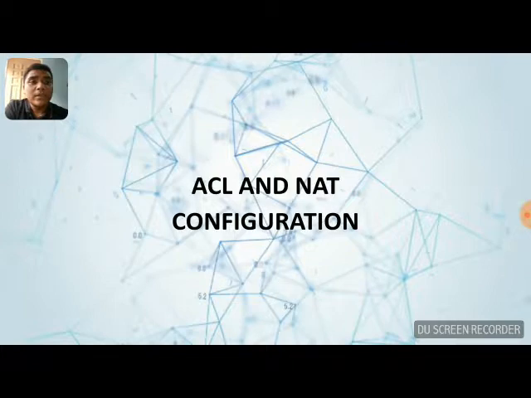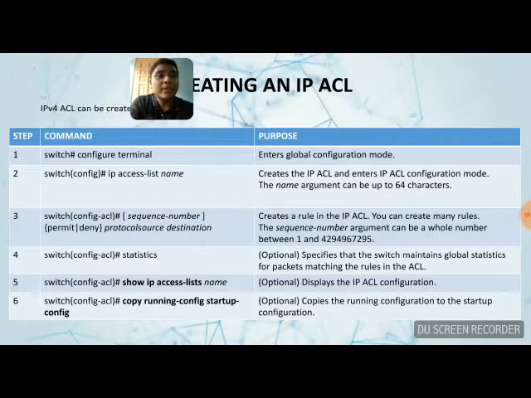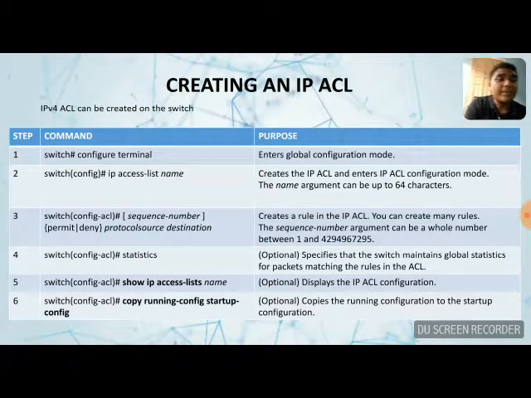Now we are going to the next slide, ACL configuration. The first thing is creating an IP ACL. The first command is to enter the global configuration mode. The second command is to create the IP ACL and enter the IP ACL configuration mode. The name argument can be up to 64 characters. The third command will allow us to create a rule in the IP ACL. You can create many rules.